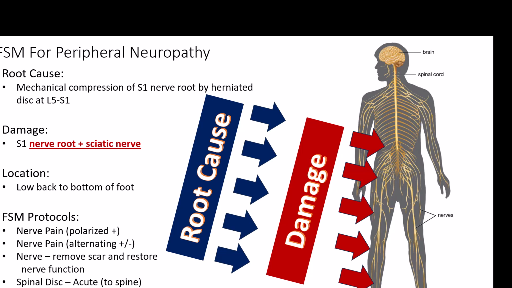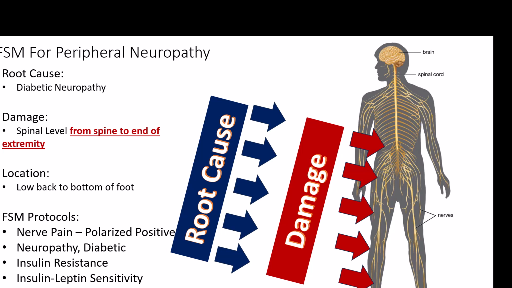To treat the nerve pain, you would use the protocols bracketed by the red bracket, nerve pain polarized, or nerve pain alternating. Then as you recovered, you would use nerve remove scar and/or restore nerve function. At the same time, to treat the root cause, you would use the spinal disc acute protocol or the spine degenerative disc with radiculopathy protocol. For these, your pads would be on your spine and on your abdomen.